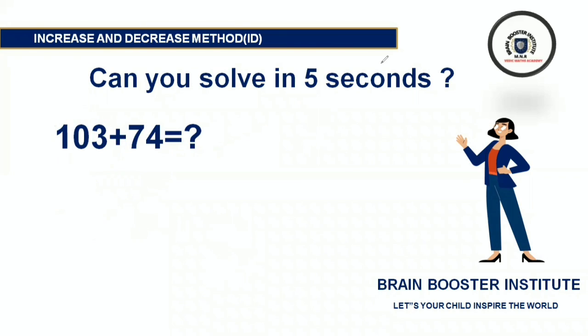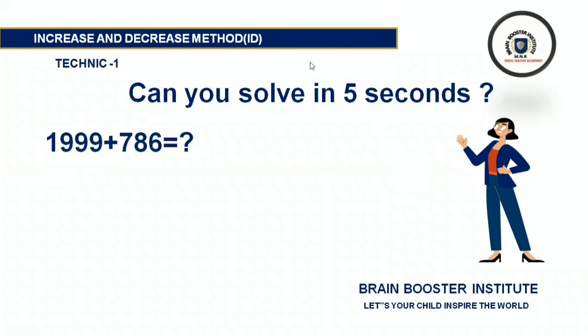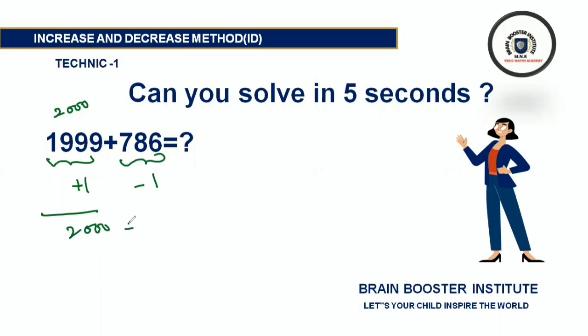Next question. Now I increase to a four-digit number: 1999 plus 786. Easily, I think you can guess the answer now. The easier number is 2000 for the 1999. So the difference is plus 1, and here we need to do minus 1. Now by adding, we get here 2000 plus 785. Then the answer would be 2785. That's it. It's very simple. And the next question.